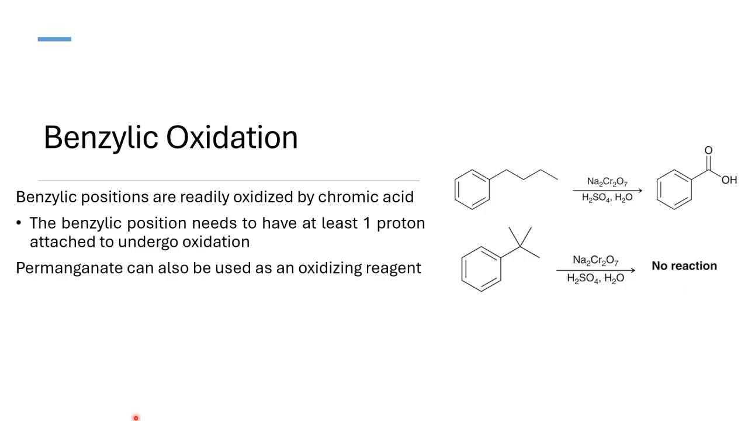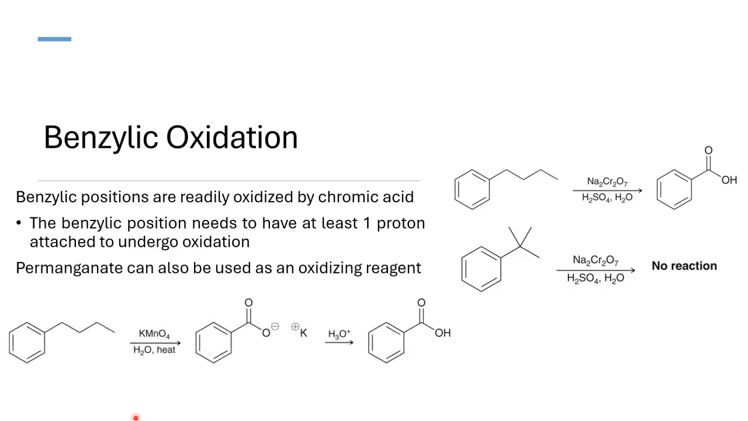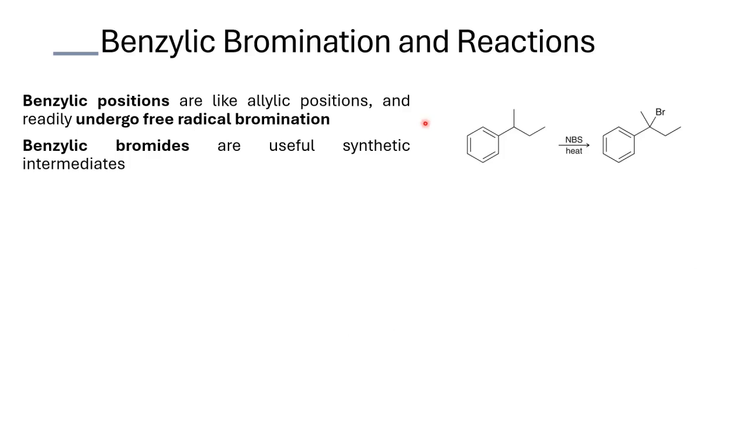Permanganate can also be used as an oxidizing agent. Notice here potassium permanganate, water, and heat can have the same process take place on the benzylic carbon. Benzylic bromination and reactions. Benzylic positions are like allylic positions and readily undergo free radical bromination using NBS as a reagent and heat. Benzyl bromides are useful synthetic intermediates.